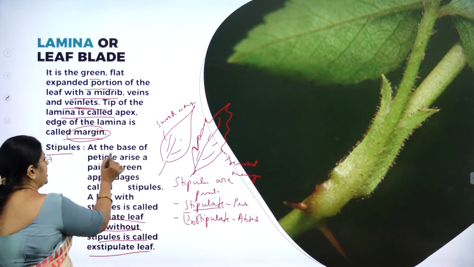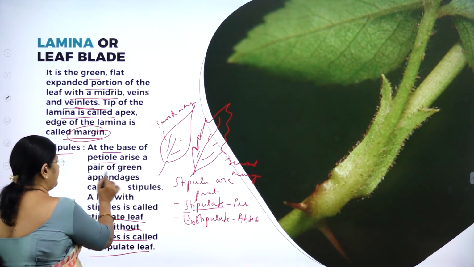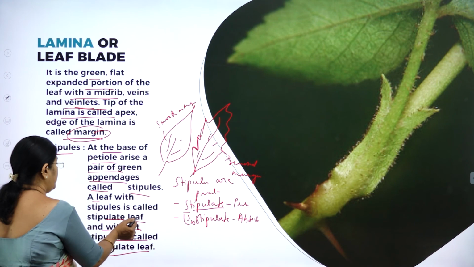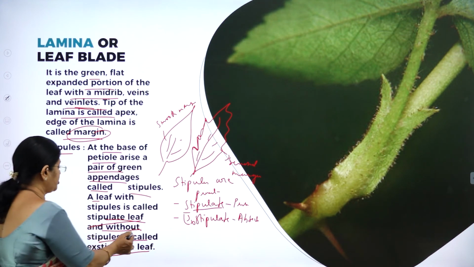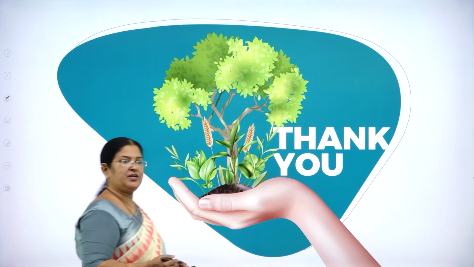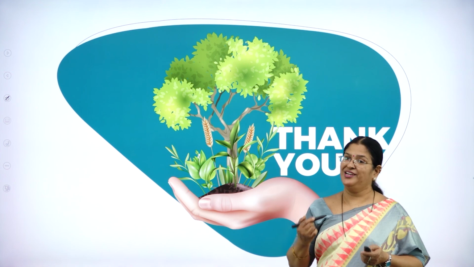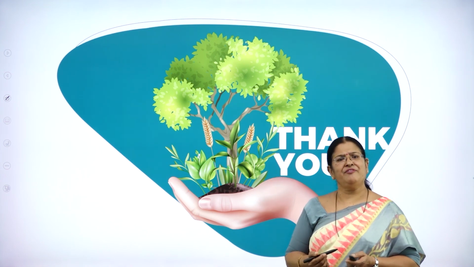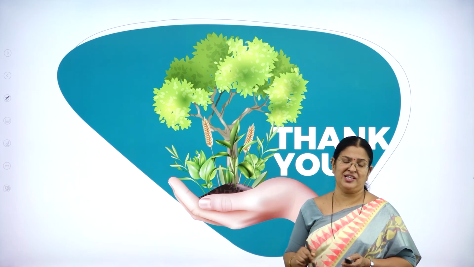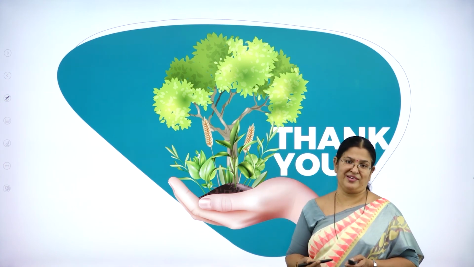Then stipules, at the base of the petiole arise a pair of green appendages called stipules. A leaf with stipule is called stipulate, and a leaf without stipule is called exstipulate. Hope you have understood all the concepts about this very important concept called leaf. We come across leaves in our everyday life, but when we go deeper into the study of the leaf, you understand so many things, right?